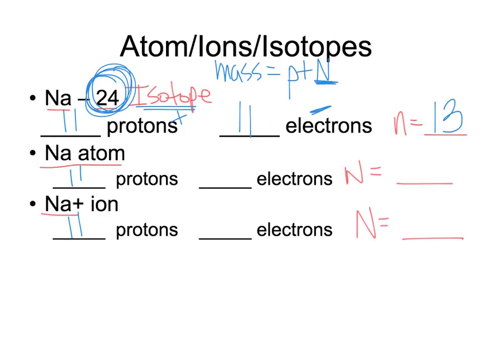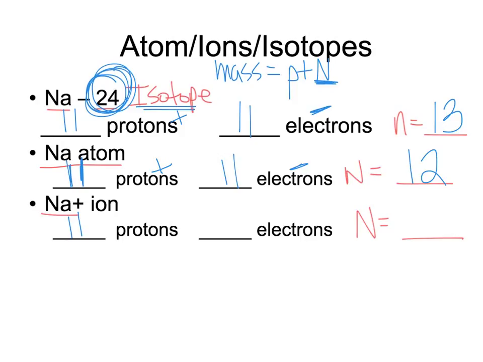On the next one, the sodium atom is neutral. So positives equal negatives. And I look at the periodic table in order to figure out what the mass is. In this case, the mass of sodium says 22.99. I'm going to round that to 23. So 11 plus what number equals 23 to give you your neutrons. That means I've got 12 neutrons.